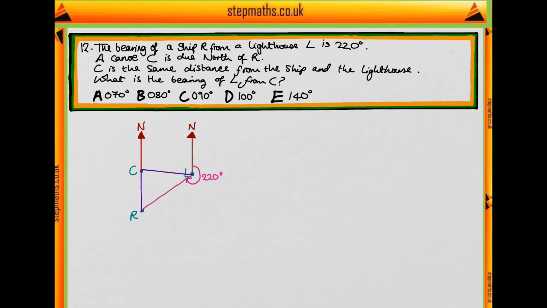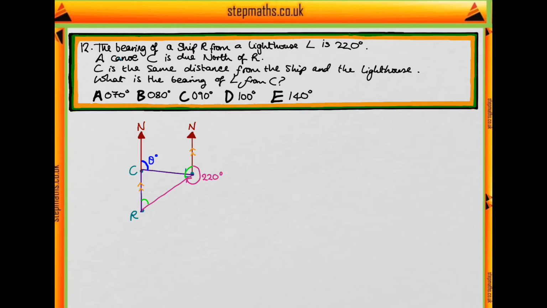And the angle we want to find is the bearing of L from C. So we start at C and we want to find the angle to get to L. So this is this angle here, theta. We also know that these two sides are parallel because they're both pointing north. And we know some information about these two sides too.